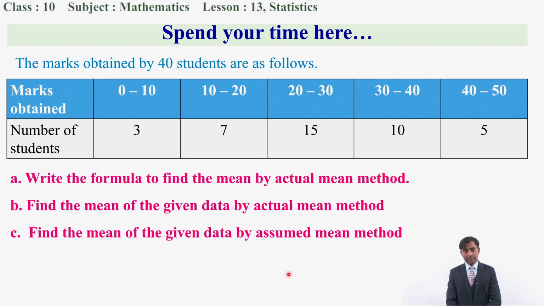Similarly, spend your time here. Marks out of 10 of 40 students are given, and different questions are there. The given data is continuous data, or this is a continuous series. The data is presented in continuous form. So let's find the answer of the following questions. The questions are: write the formula to find the mean by actual mean method. Find the mean of the given data by actual mean method, and also find the mean by assumed mean method. So today we have learned how to find the mean by assumed mean method as well as by actual mean method in continuous series.